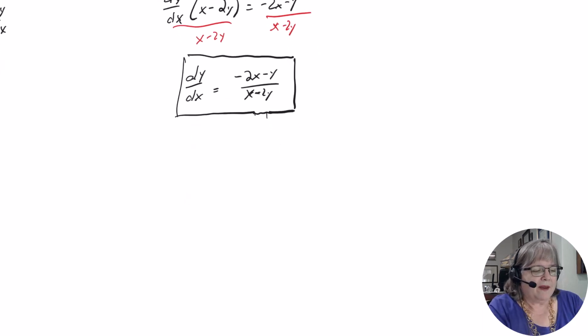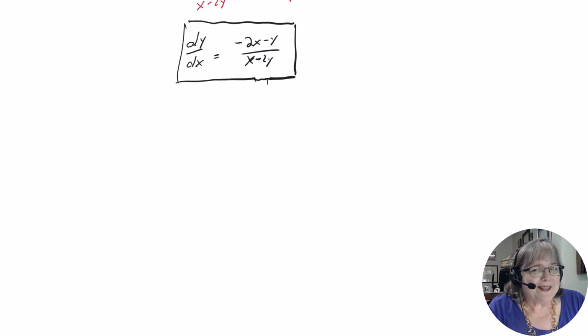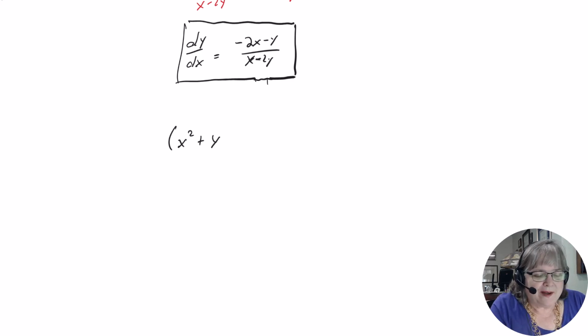All right. I have a really difficult one, it kind of grew on me, planned for next, but I'm going to save it to the end. All right. So let's try x squared plus y, the whole quantity cubed is equal to y.